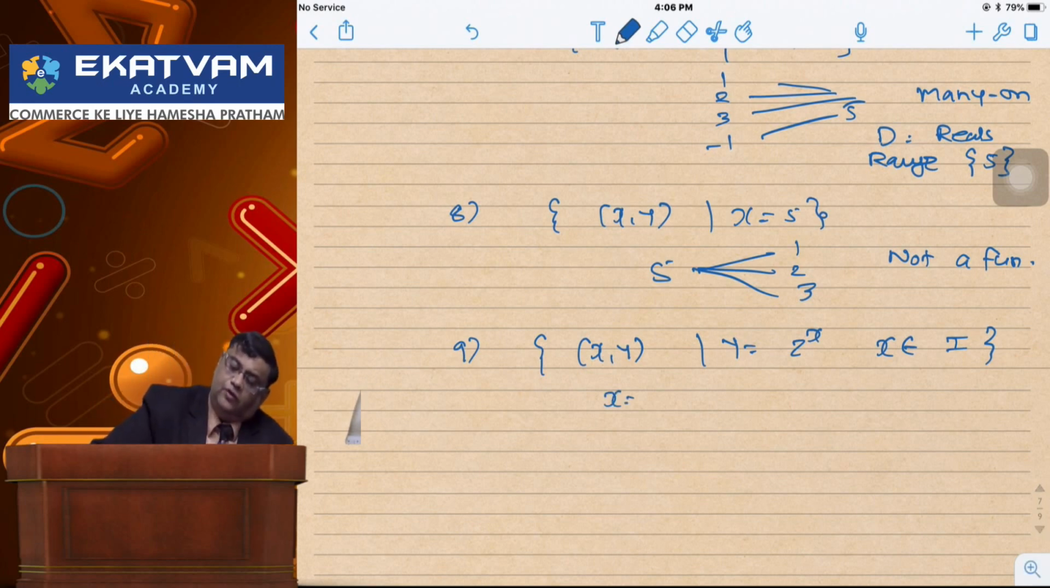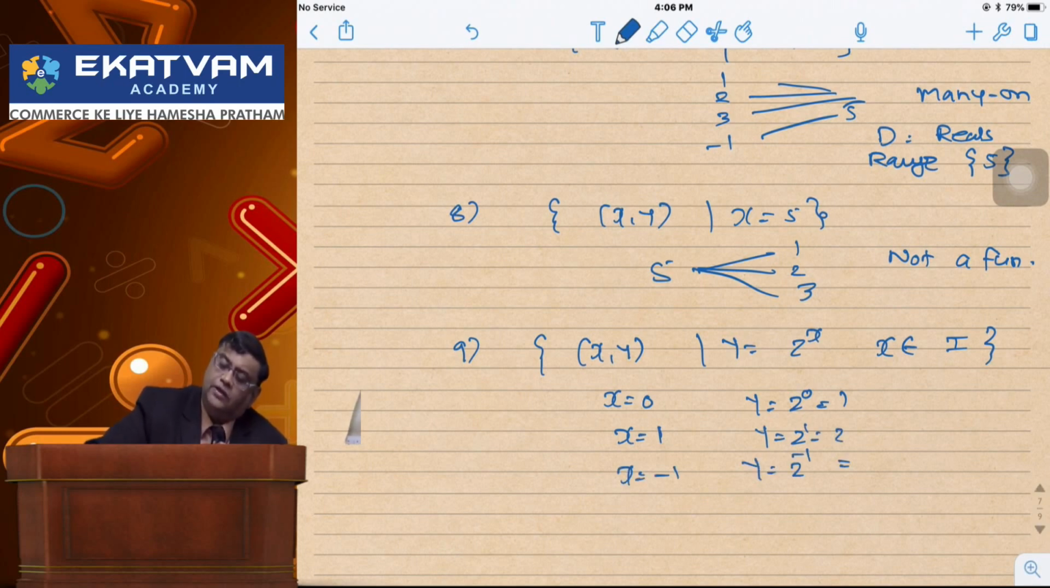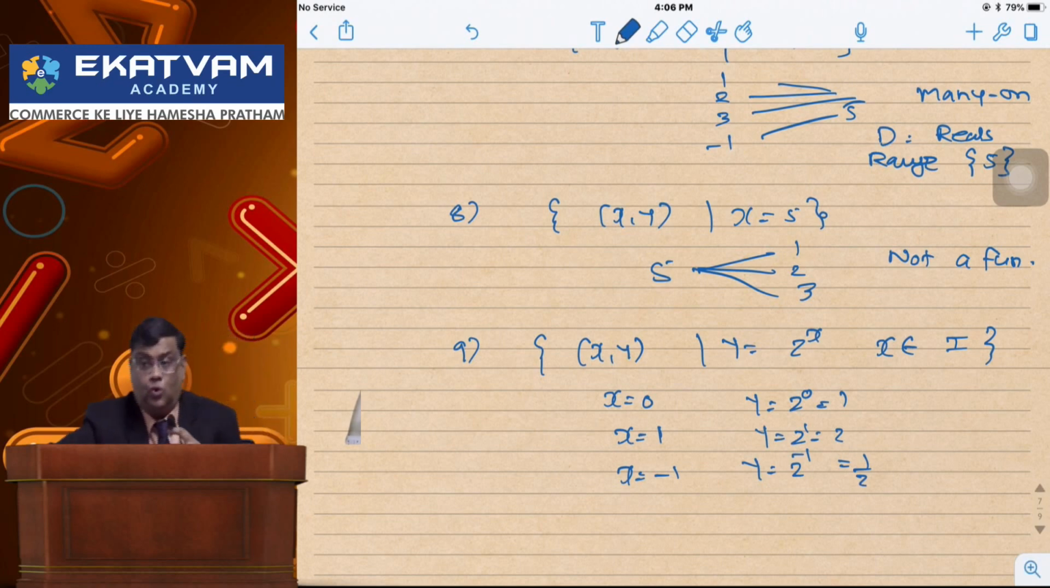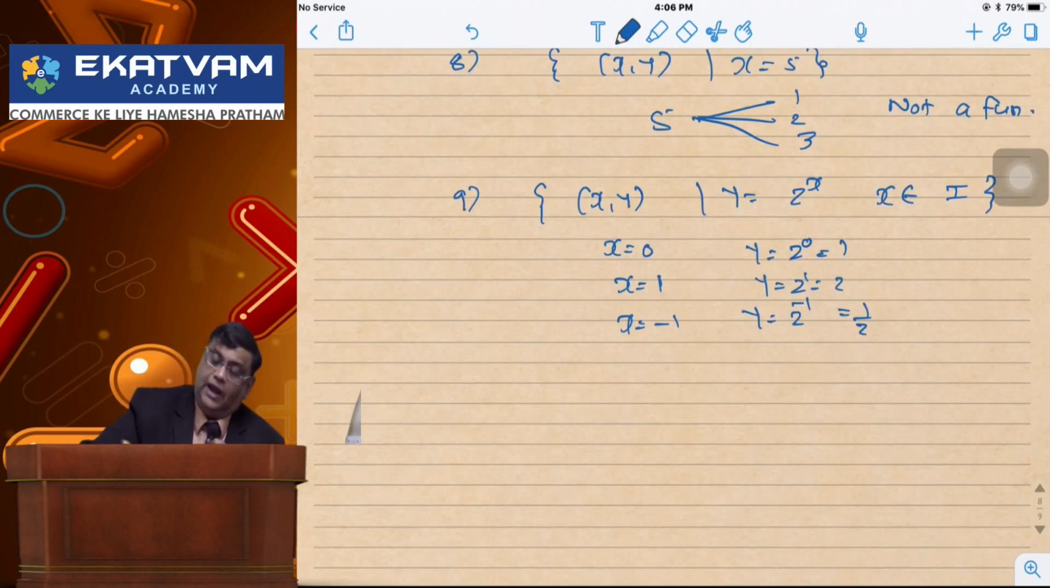तो x इंटीजर ही हो सकता है, तो x 0 लेंगे तो y इक्वल टू 2 रेज टू 0 1 होता है, और x इक्वल टू 1 लिया तो y इक्वल टू 2 रेज टू 1 दैट इज 2 होता है, x इक्वल टू -1 लिया तो y इक्वल टू 2 रेज टू -1 दैट इज 1/2 होता है. तो it is 1 to 1, and therefore this is 1 function. Tell me what is the domain?